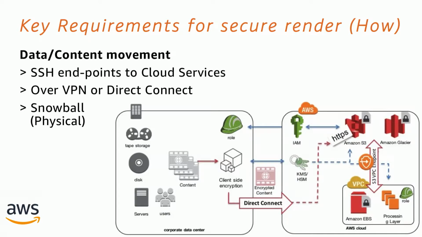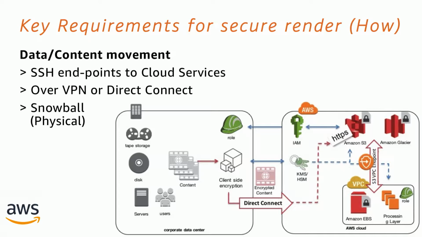Data content movement. When we talk about data content movement, there are requirements around network-based content movement, which could apply to every single service. If you're putting data into S3, use the S3 SSL endpoint. Glacier works the same way. You can go over Direct Connect, which is a private dedicated line, as I mentioned. For VPC, you can also use the S3 VPC endpoint that I'll talk about.